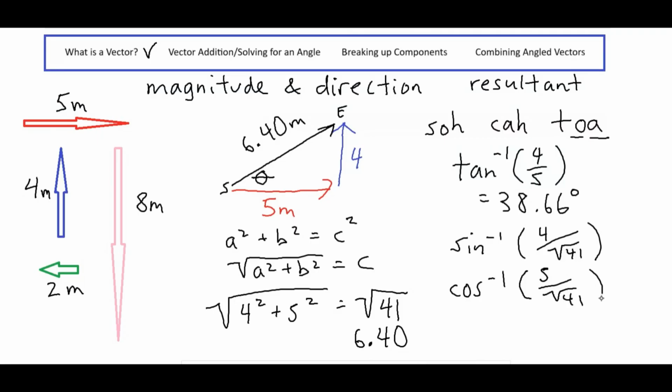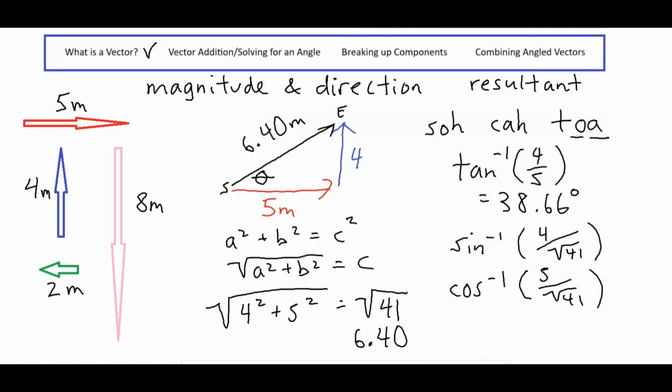It is completely unnecessary to do all three because you're going to get the same answer for all of them. So you can pick whichever one you like. I tend to use tangent. In a lot of cases, that's just my preference because, again, I'm using the original 4 and 5 as opposed to my solution of square root of 41. That is an answer that I solved for.